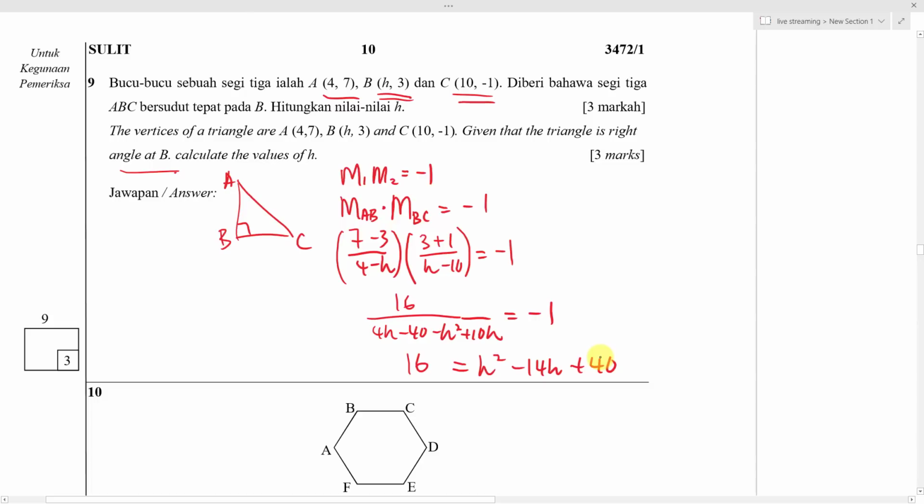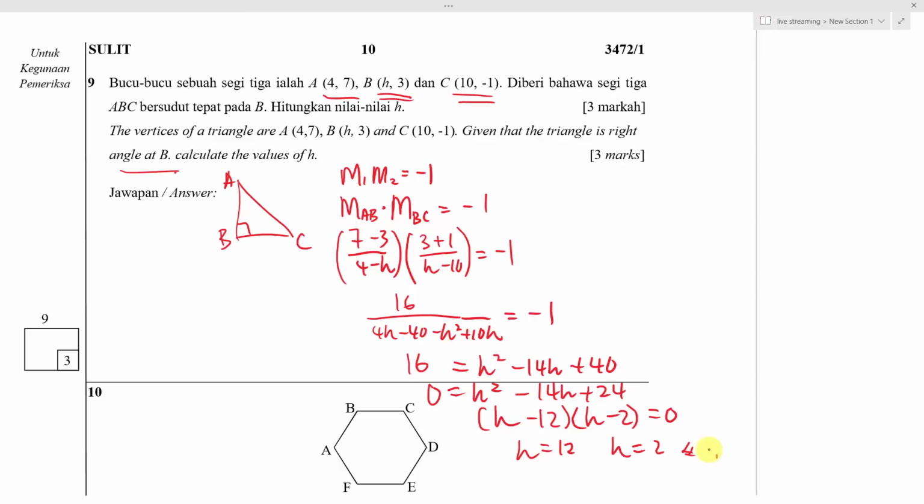Alright, then 0 equals h squared minus 14h minus 16 is 24. Alright, so factorize it out. So I get h is 12 and 2, minus for both. So h equals 12 or h equals 2. Alright, this is how we solve it. Basically, you just need to know perpendicular means m1 m2 equals -1.